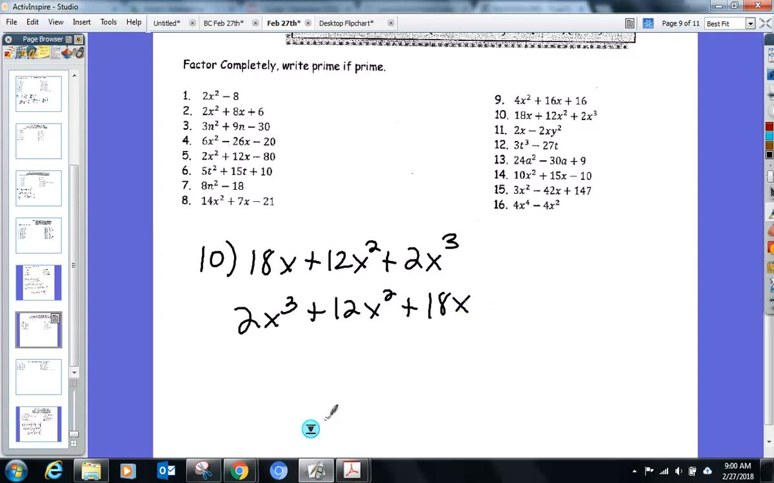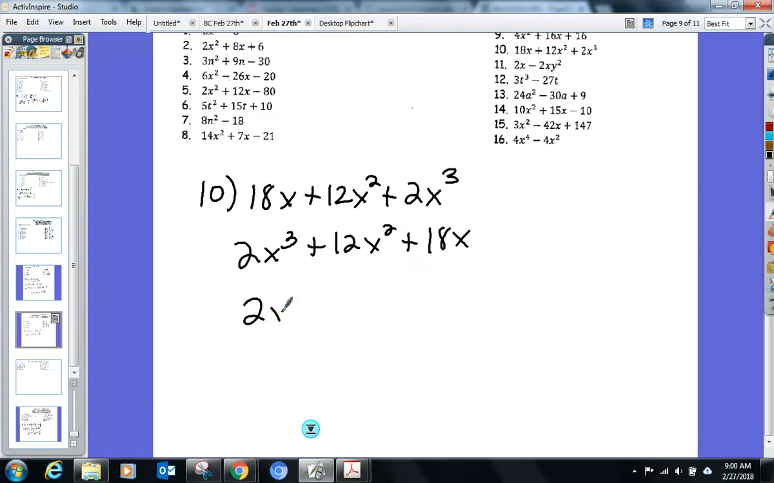Take out a 2x. What's left? And like we've said, if you're at this point now, look to factor again inside the parenthesis.